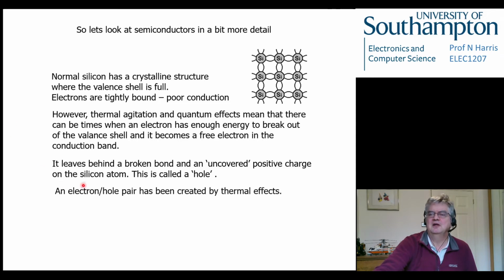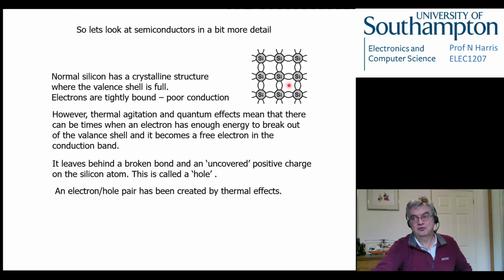So what we've got now is an electron-hole pair created by thermal effects, because the electron has vibrated itself out of the bond, left behind a hole, and we've got a free electron. Note the total charge balance across this piece of silicon hasn't changed at all. There's still the same number of positive and negative charges. It's just they've been slightly separated, and it's the separation of charge that leads to all kinds of interesting effects in the silicon. Right.